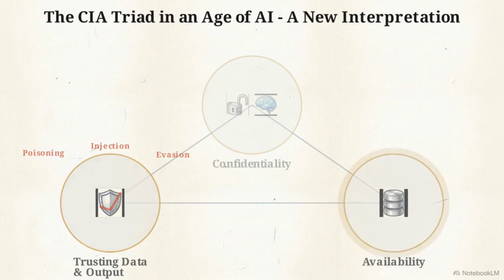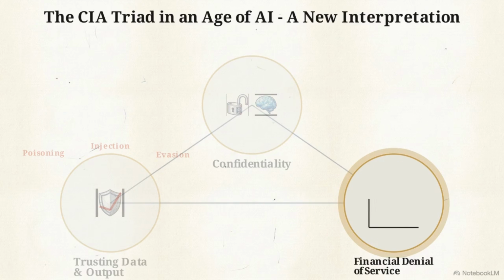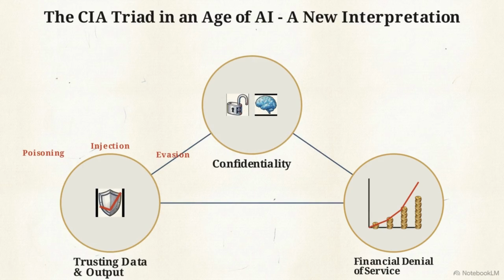Availability also changes. Beyond crashing a server, an attacker can use prompt injection to force an AI into millions of expensive operations. This leads to a financial denial of service, where the owner is hit with massive cloud computing bills.